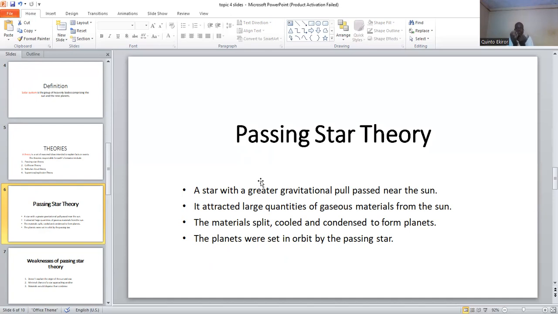Those materials that were attracted by a star with a greater gravitational pull got split, cooled, and condensed to form planets. The planets were set in orbits by the passing star. Then after those planets have been formed, they were set into orbits, that is circular, by that passing star.